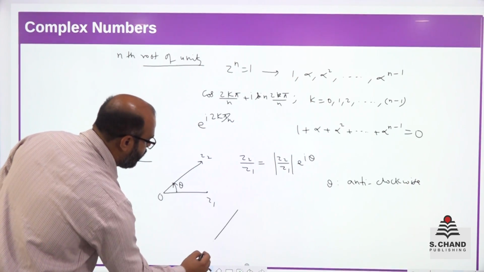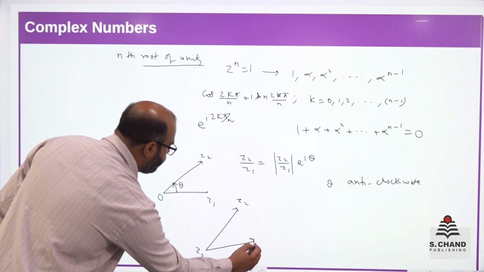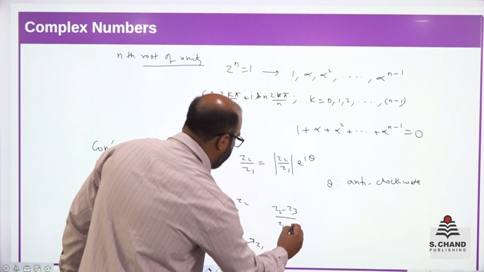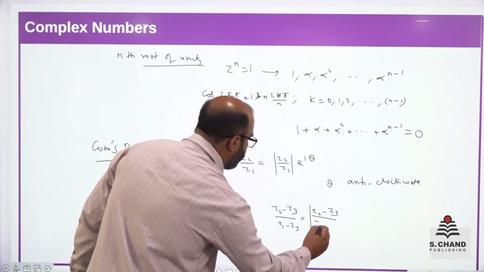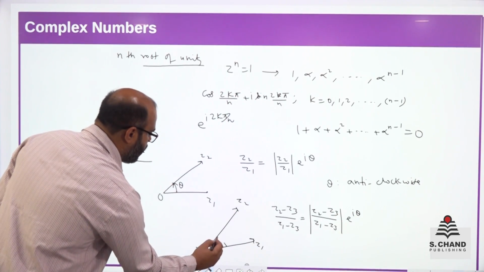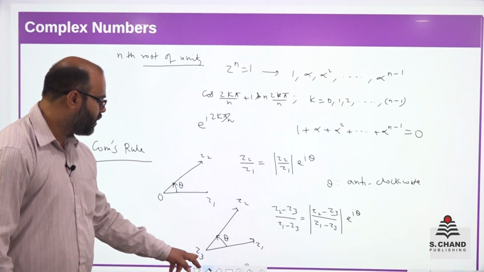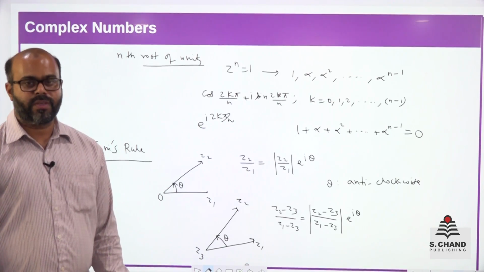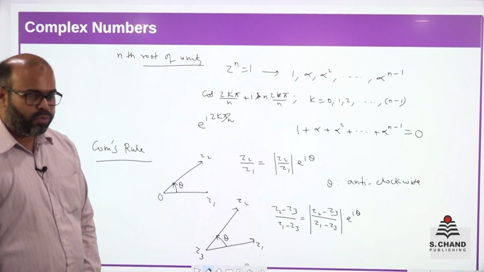And if you take z3 instead of origin, then the same Coni's rule becomes like this: z2 minus z3 by z1 minus z3 is equal to mod of z2 minus z3 upon z1 minus z3 times e to the power iota theta. Again theta is the angle anti-clockwise from the arm z1 z3 to the arm z2 z3. So these were some of the basic concepts which are very important to solve the questions of complex numbers. Now we'll move on to questions.